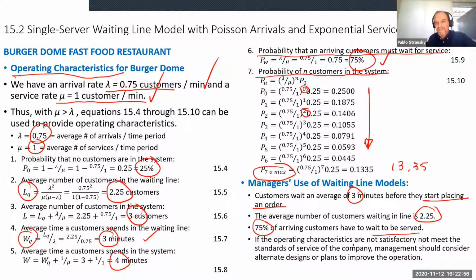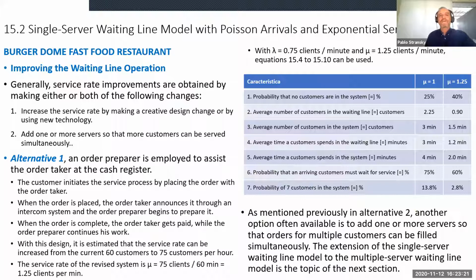If the operating characteristics are not satisfactory and don't meet the standards of service, management should consider alternate designs or plans to improve. So if this is not what they want to give to the customers, what options do they have? And we got 2 alternatives, okay? One alternative, the one that we're going to see today, is to increase the service rate, by making a creative design change or by using new technology.